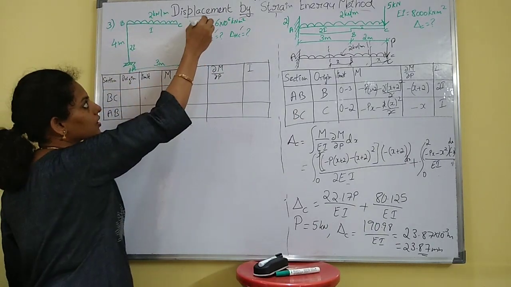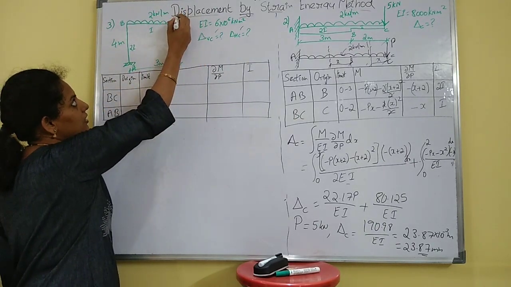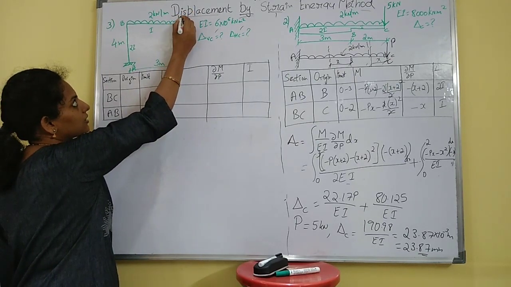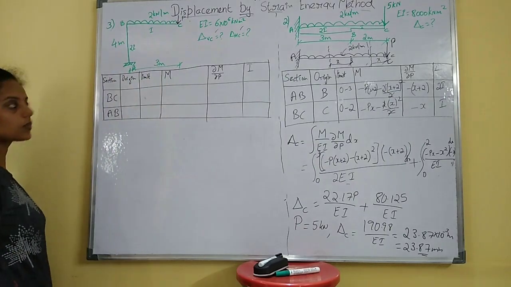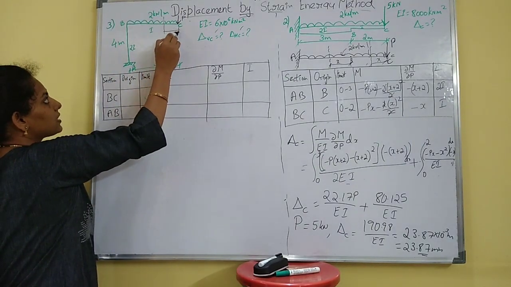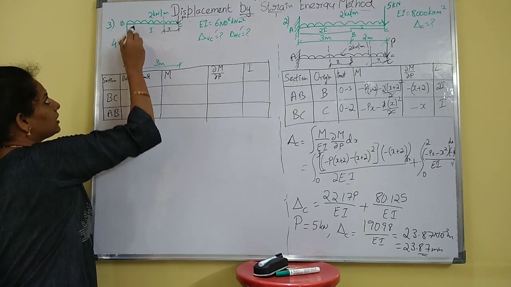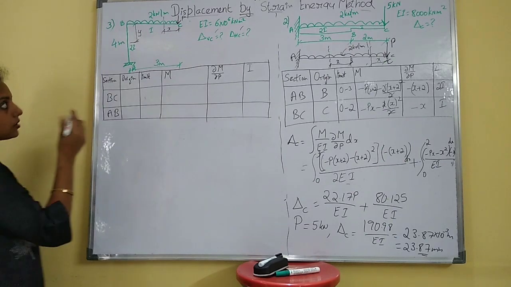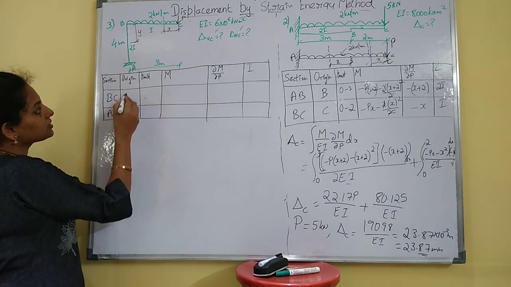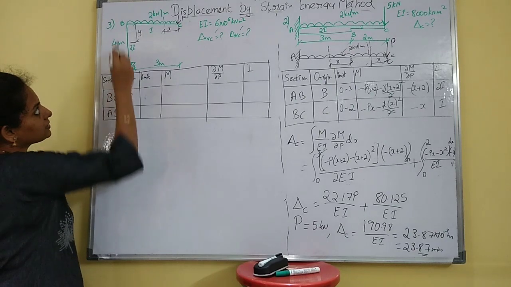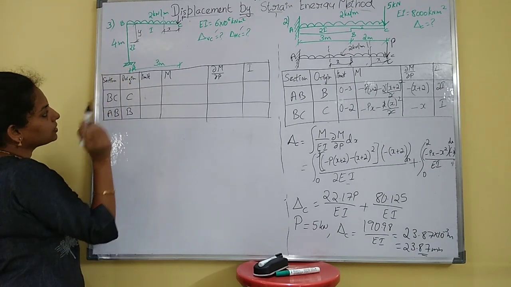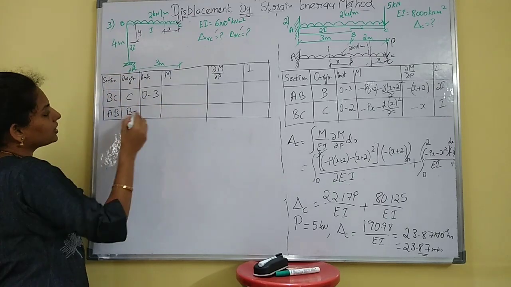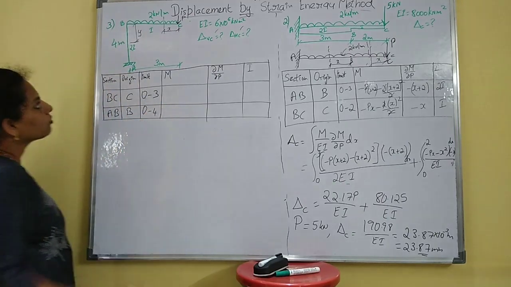So first step, EI is given. For the vertical deflection, consider a dummy load at point C as vertical, that is P, at distance x and vertical distance y. Now calculate accordingly. The origin for BC is considered as C and for AB the origin as B. The limit for BC is 0 to 3 and for AB is 0 to 4.